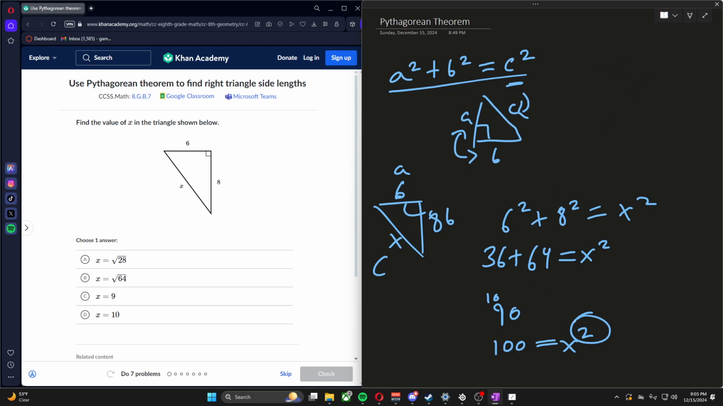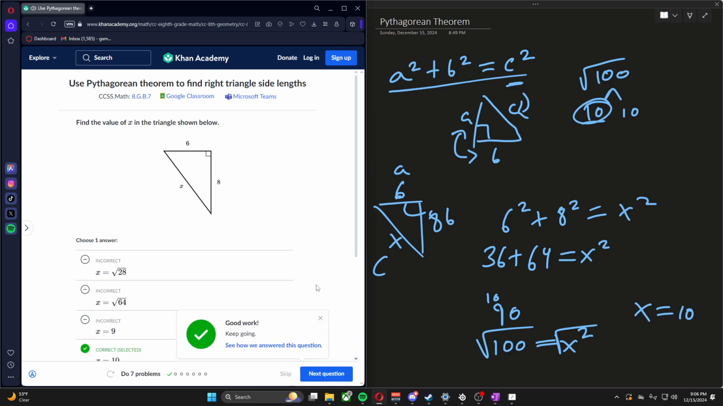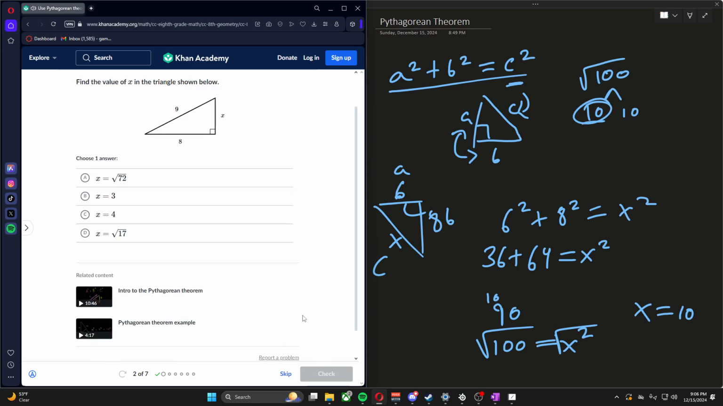So now knowing that we need to take the square root of this, we can just do square root of both sides. And then now we're just solving for the square root of 100, which is just what two numbers multiply to get to 100. In this case, it would be 10 and 10. We just only need one of those. And our final answer would be x equals 10. If we were to check 10 as our answer choice, hit check. We got it right. Next question.